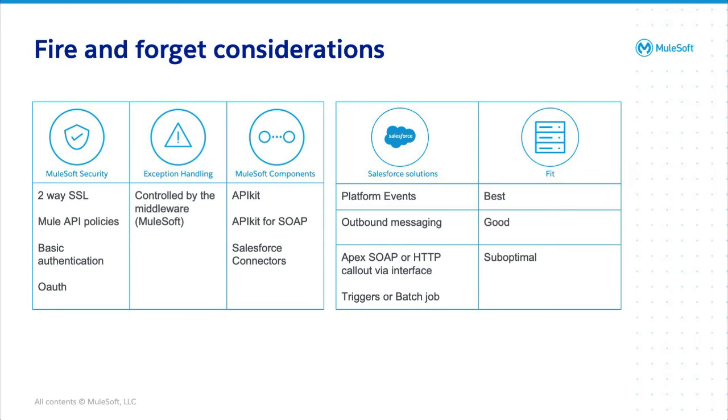Finally, the reason for triggers and batch jobs being suboptimal is that they're really the same as the request and reply. Triggers aren't really optimal for this situation, and then batch jobs themselves, again, have limits to how many callouts they can have. So not ideal for this situation. Best is to use platform events.